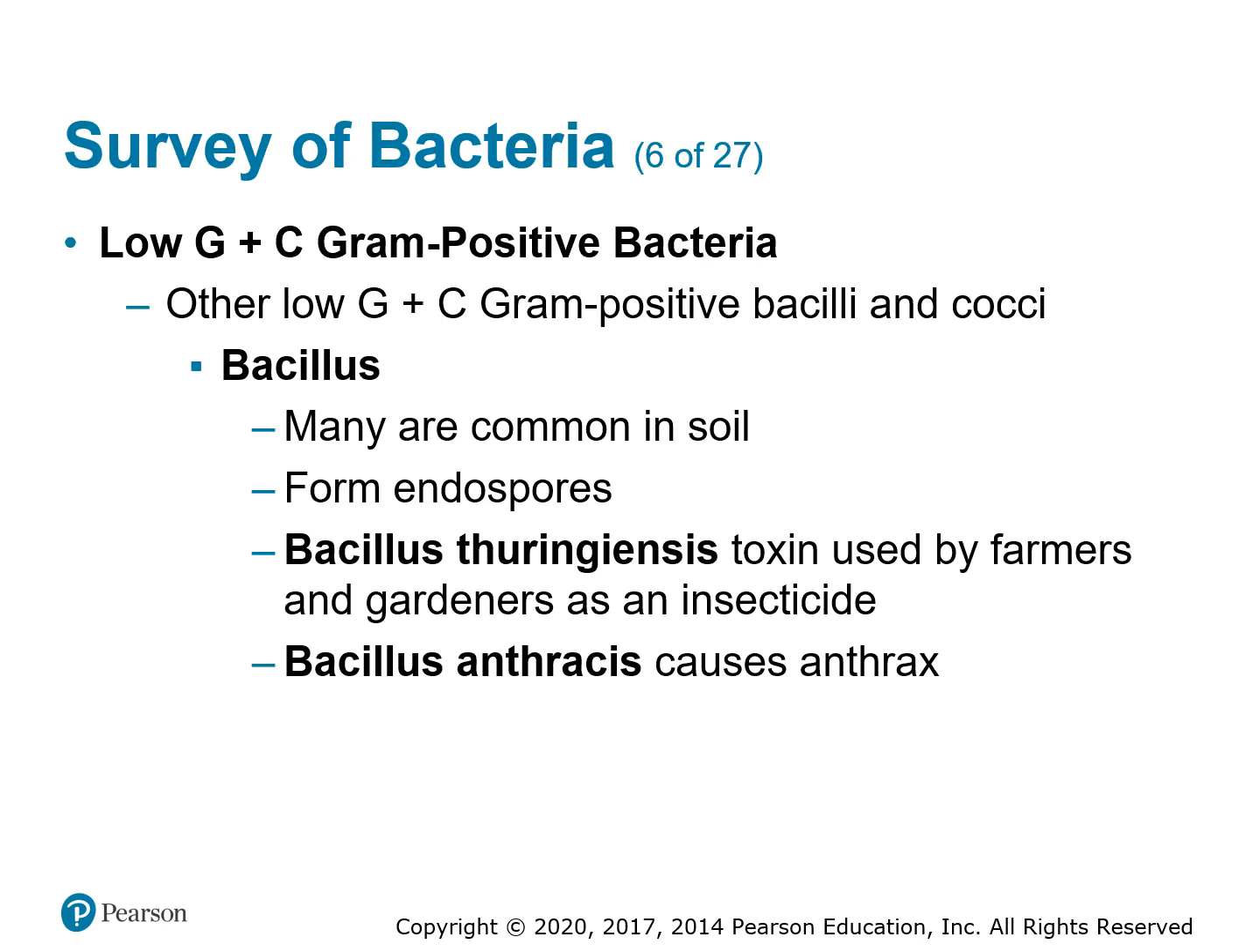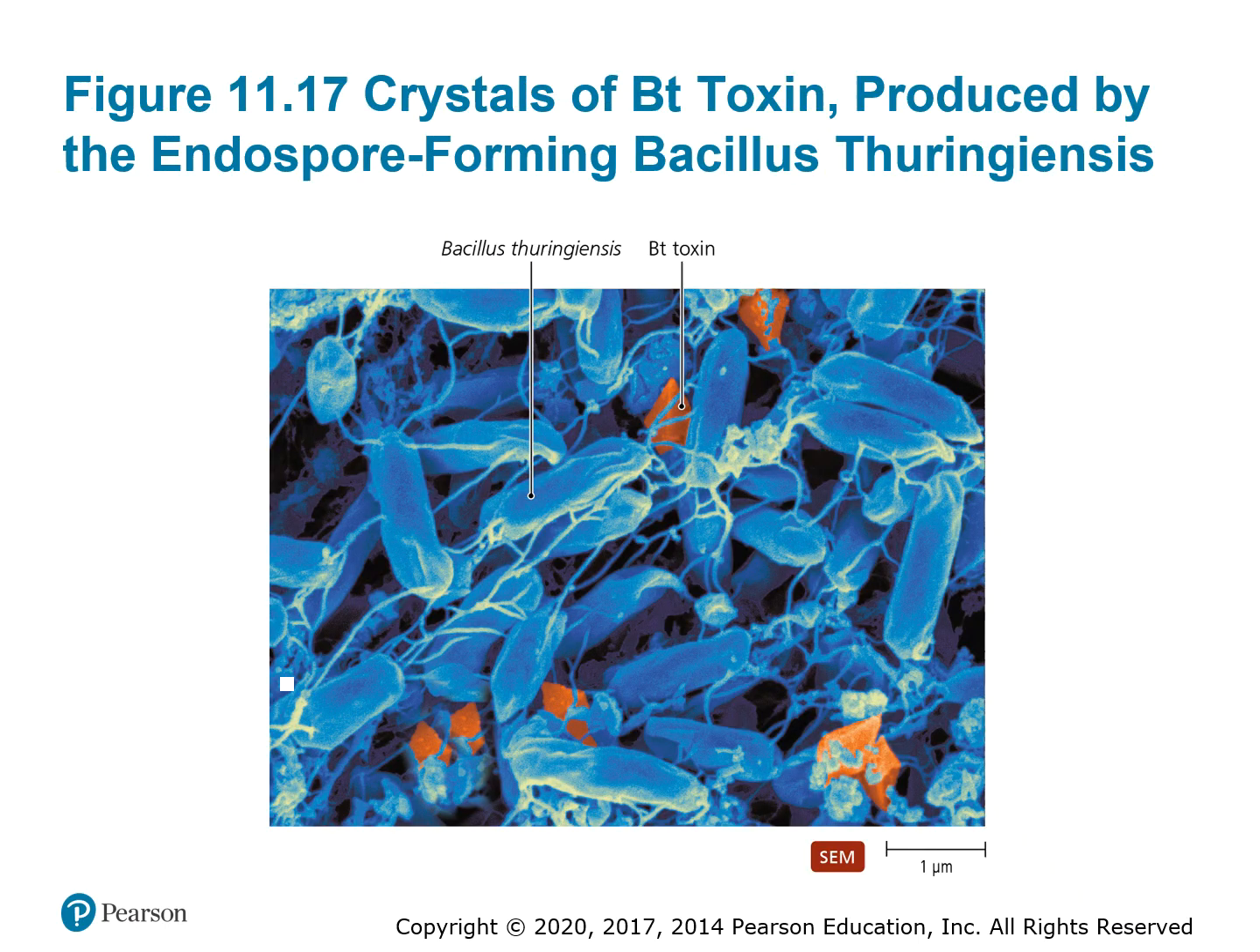All right, a few other low G+C gram-positive bacilli and cocci to be aware of. Bacillus, these are commonly found in the soil. They form endospores. Bacillus thuringiensis is what they call Bt toxin. It's used by farmers and gardeners as an insecticide. And Bacillus anthracis causes anthrax. So here are crystals of the Bt toxin that are produced by that particular bacteria.